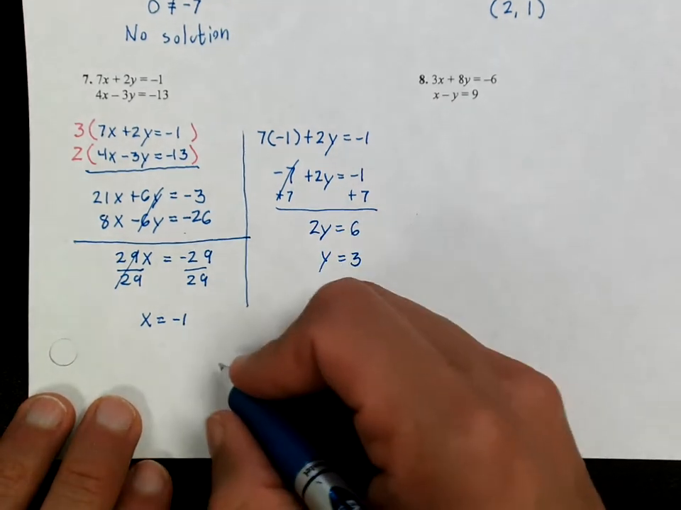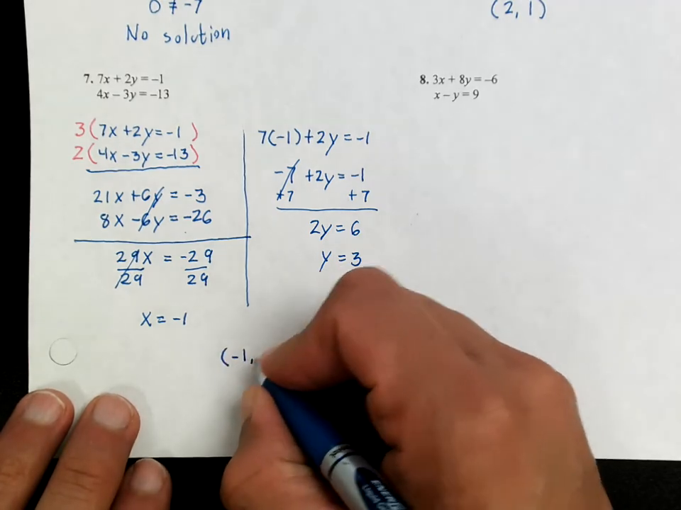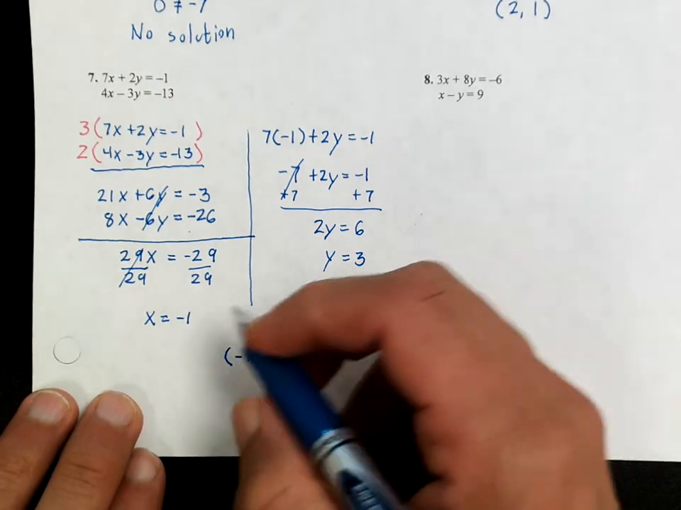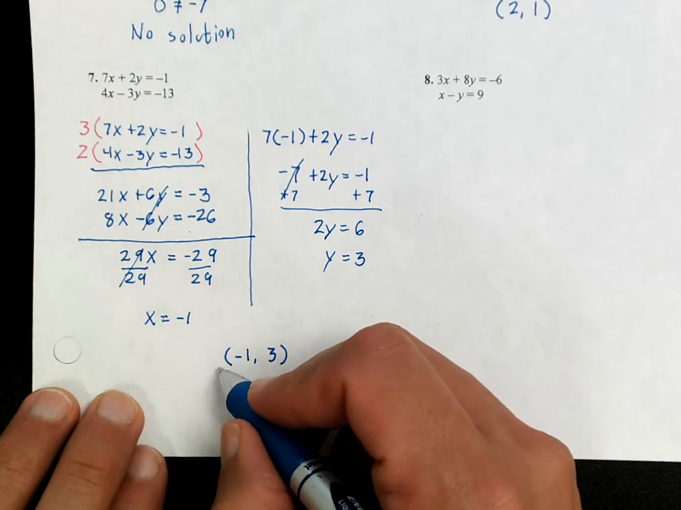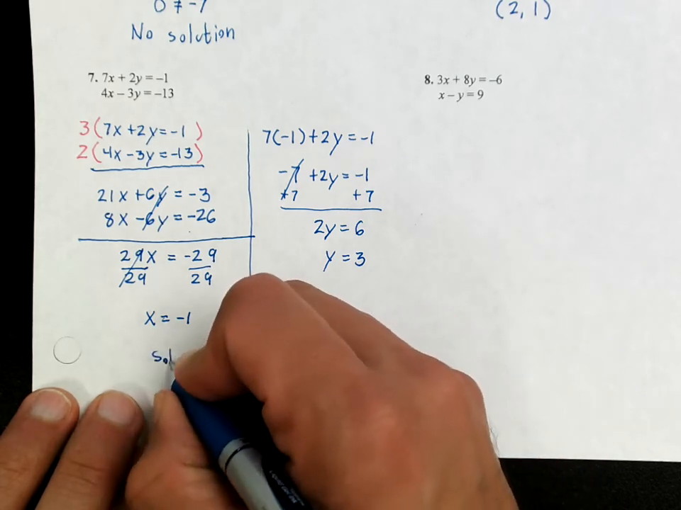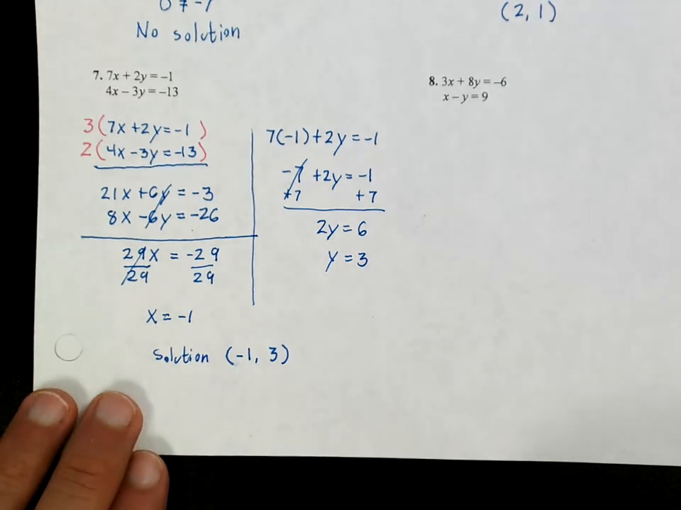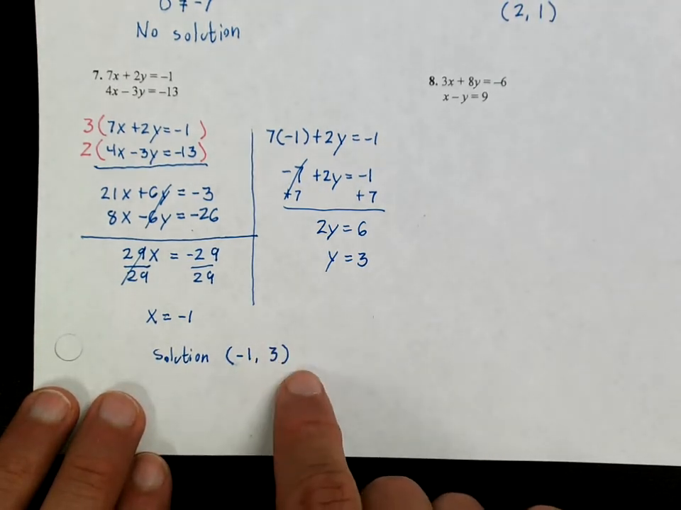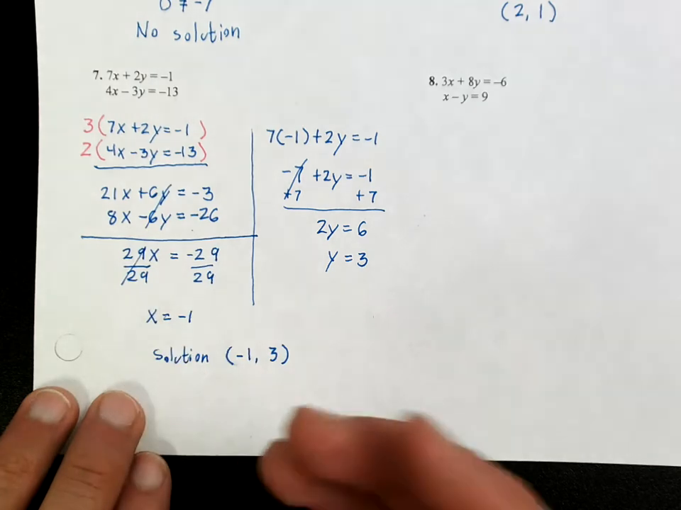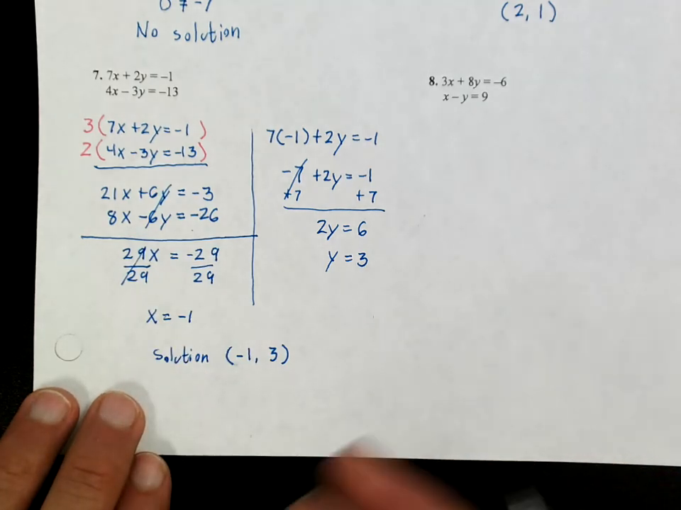So remember, one more time, you have to write your solution as a coordinate point, because what you just found was a point of intersection between two lines. So this right here is the solution. Alright, remember, if you wanted to check this, just plug in the x and y coordinate into both of these equations, and you should get them to work out.